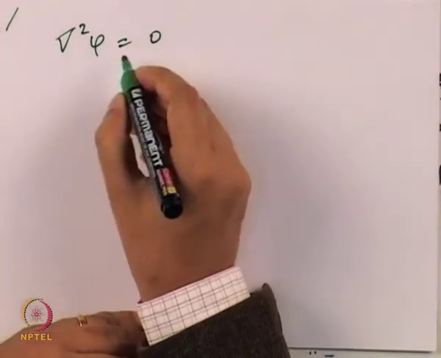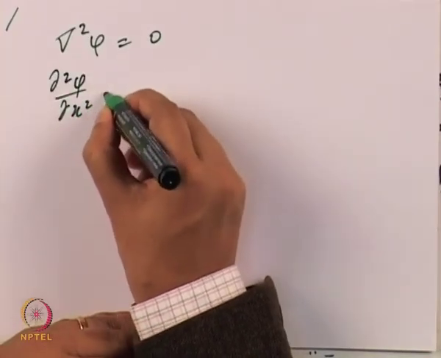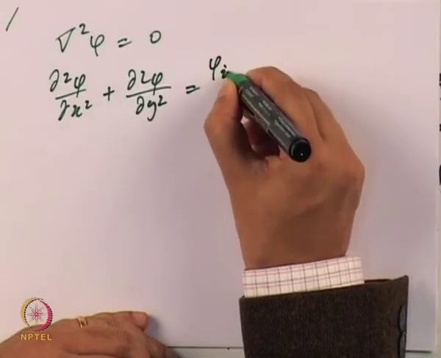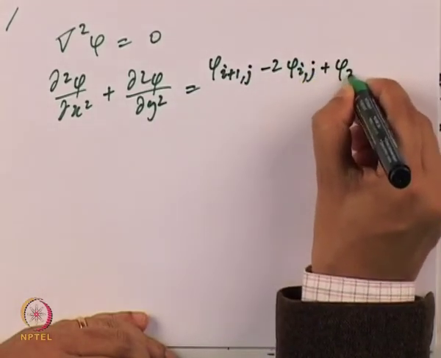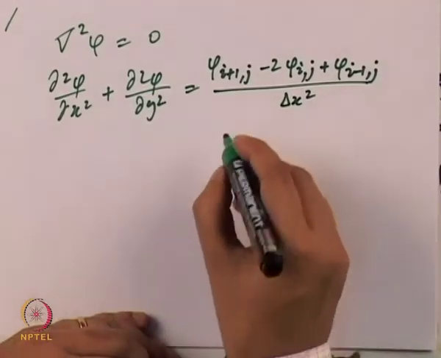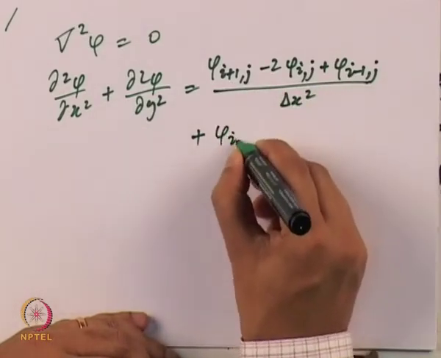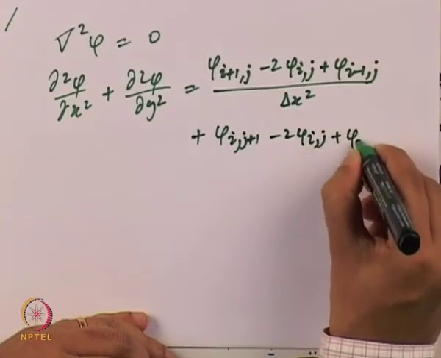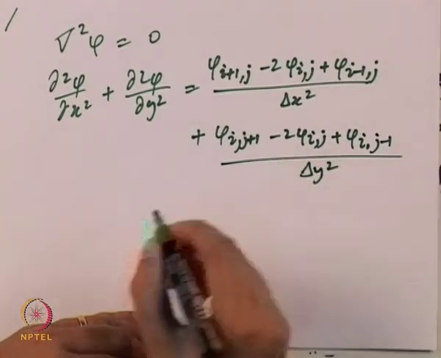If you do that in discrete two-dimensional space, what you get is dou square phi by dou x square plus dou square phi by dou y square is equal to phi of i plus 1 comma j minus 2 phi of i comma j plus phi of i minus 1 comma j divided by del x square. So we are taking the central differencing here for the first term with respect to x. So we have the i plus 1 term here. Similarly we do that for the j term, phi of i comma j plus 1 minus 2 phi of i comma j plus phi of i comma j minus 1 divided by delta y square. So this is the discrete version using the central differencing scheme.